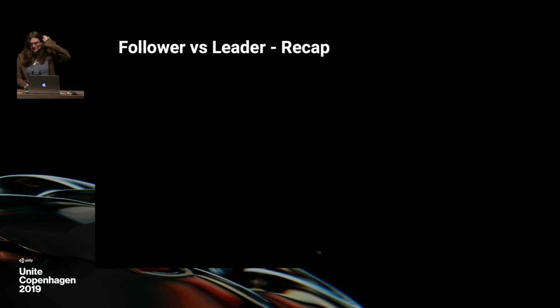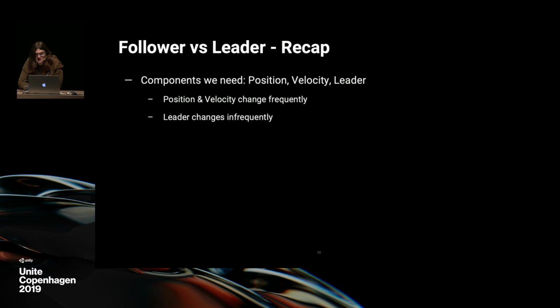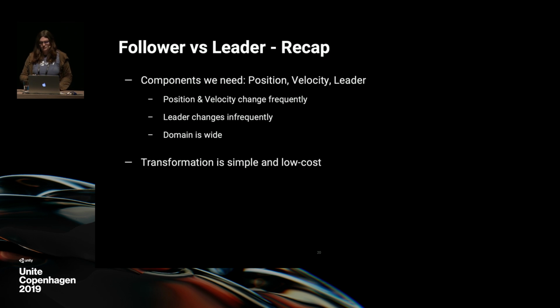So, to recap, to express our transformation, we'll need 3 different components: position, velocity, and the leader. Position and velocity will change frequently. The leader will change infrequently. And our domain is really wide. That means there are a lot of possible inputs to this transformation. As for the transformation itself, it's pretty simple, and it's just some basic arithmetic and memory loading. It happens once a frame per follower.